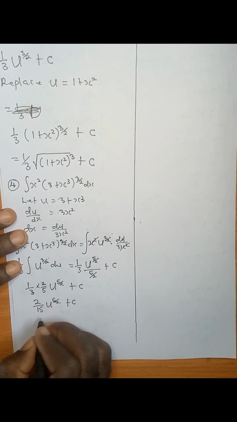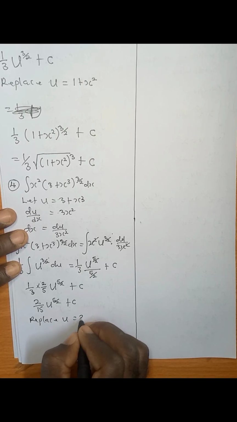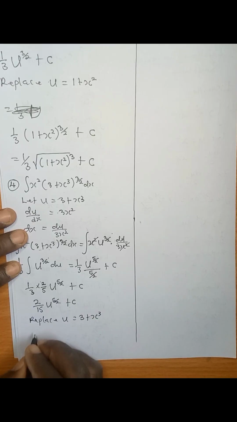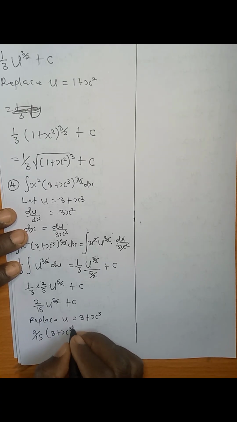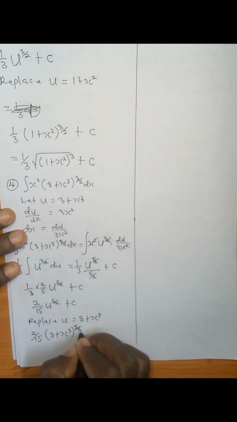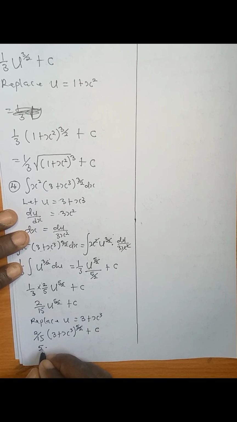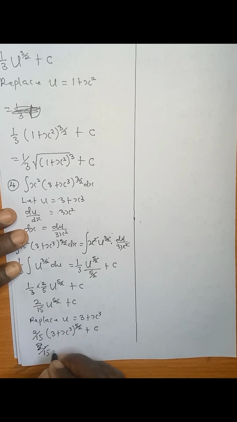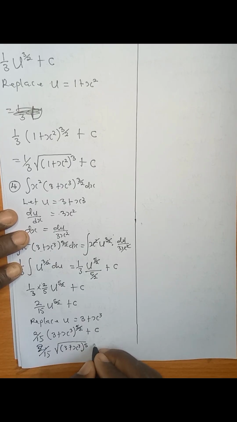Then we replace our u, which is equal to 3 plus x cubed. Then we now have 2 over 15. Our u is 3 plus x cubed raised to power 5 over 2 plus constant of integration. At the end of the day, we have it as 2 over 15, the square root of 3 plus x cubed, then raised to power 5, plus the constant of integration.